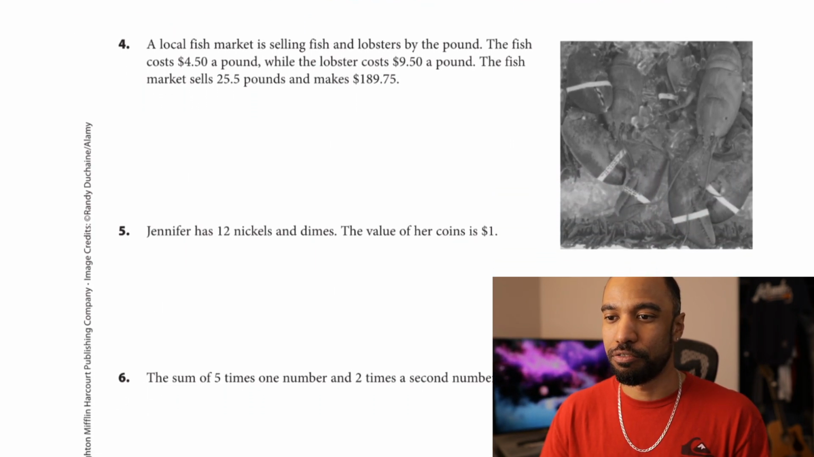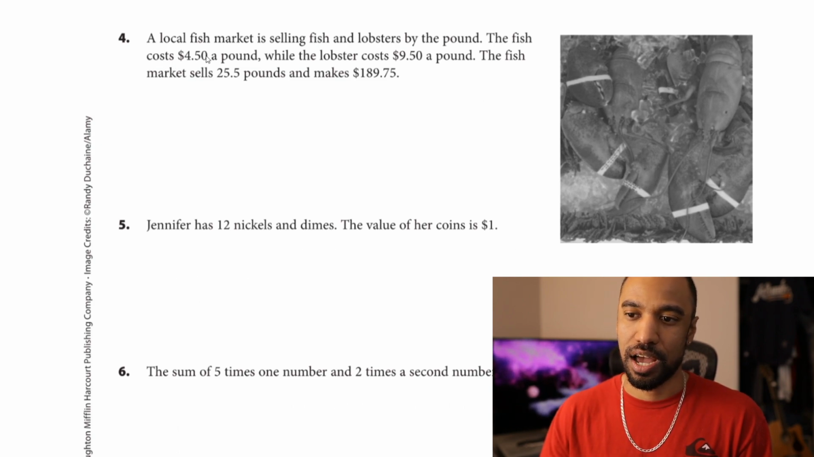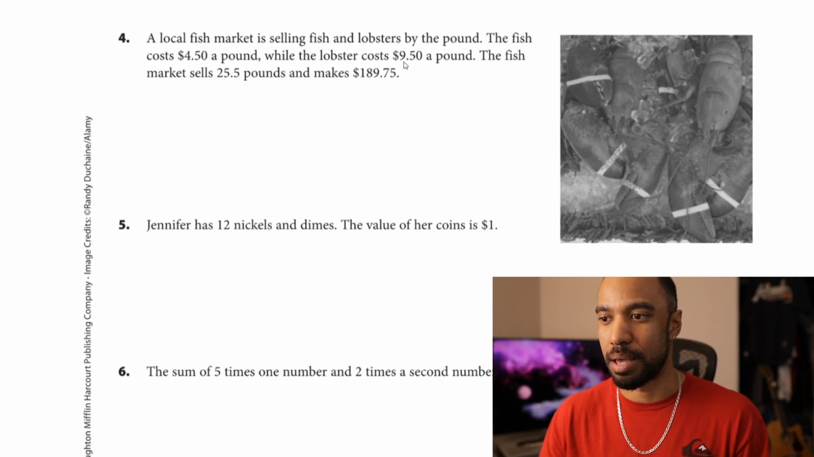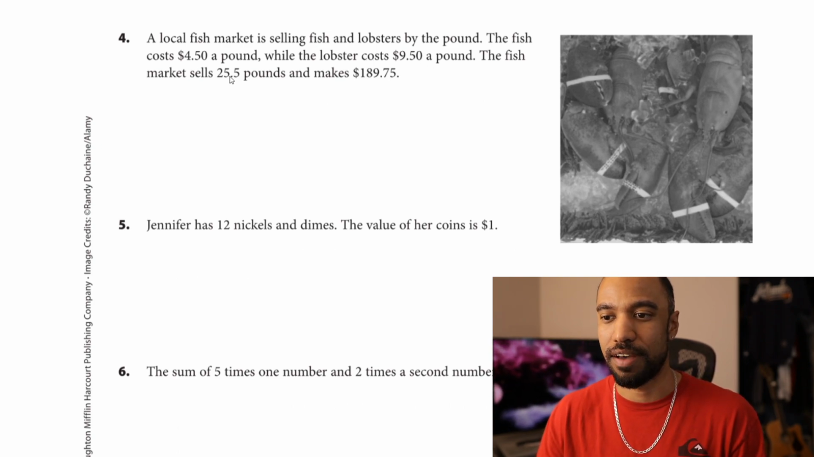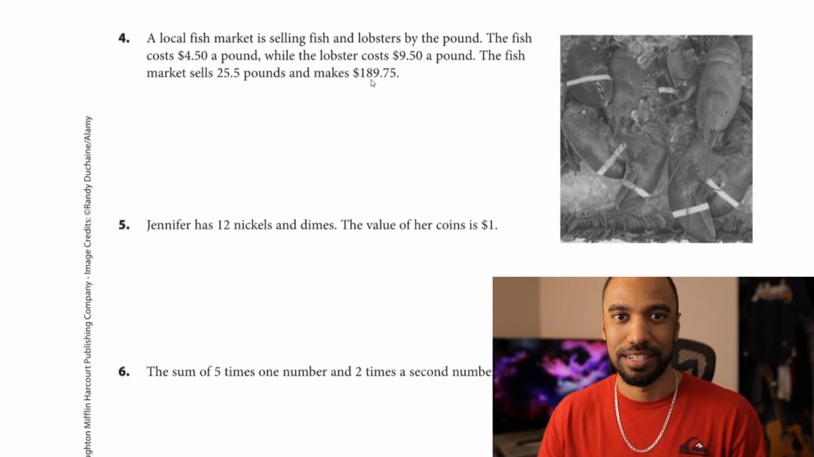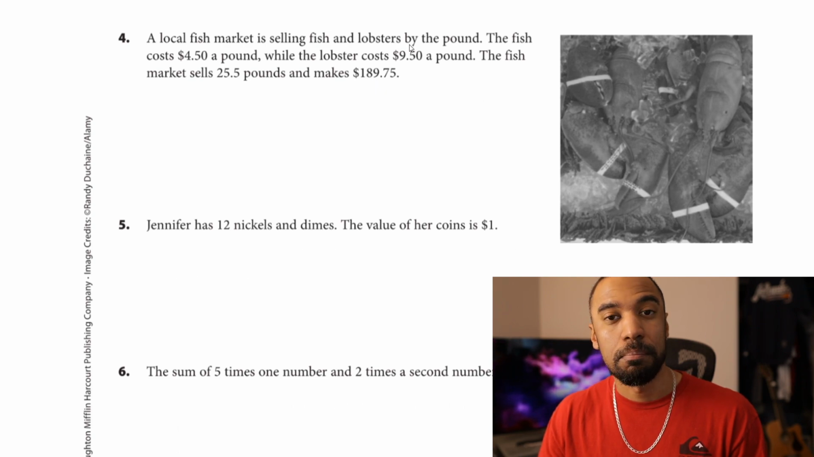Number 4, a local fish market is selling fish and lobsters by the pound. The fish costs $4.50 a pound, while the lobster costs $9.50 a pound. We know how much each of them cost. The fish market sells 25.5 pounds and makes $189.75. They sell them by the pound.